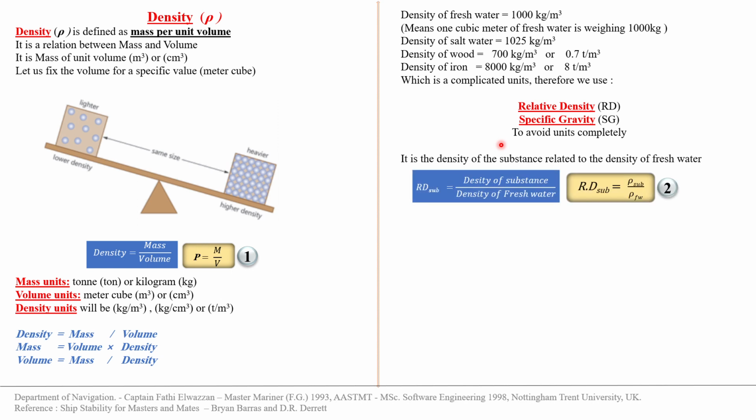Okay, it is a relation between the density of any substance and the density of fresh water. This is the second equation. The relative density of any substance equals the density of the substance over the density of fresh water. You can use either RD or SG. Both of them are the same. Relative density of a substance equals density of the substance over the density of fresh water. Density of fresh water is a very simple figure.